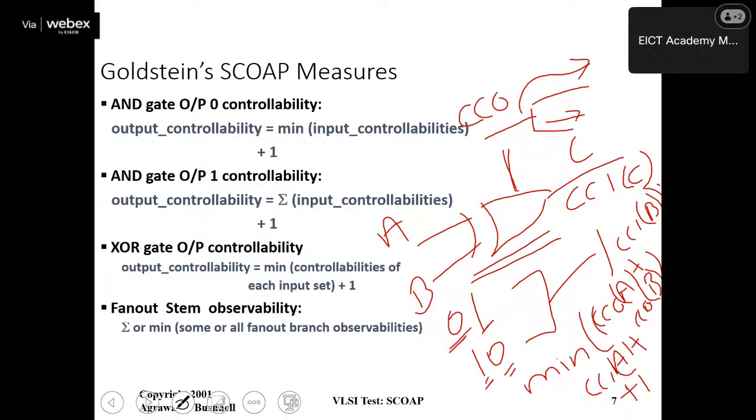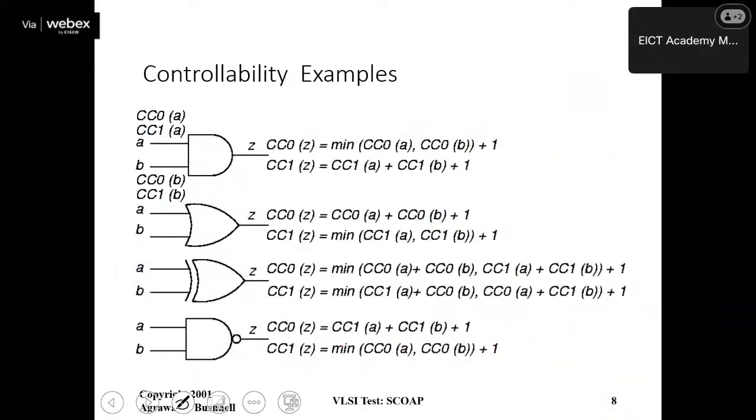But if we talk about observability, looking back to this, we will be taking the minimum possible. If I can visualize the input effect at a single output, then also I can say, okay, this was the observability. So observability of the stem will be the minimum possible of any of the fan out branches. That is the observability for the fan out circuit.